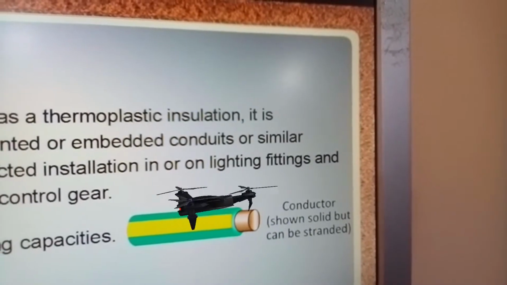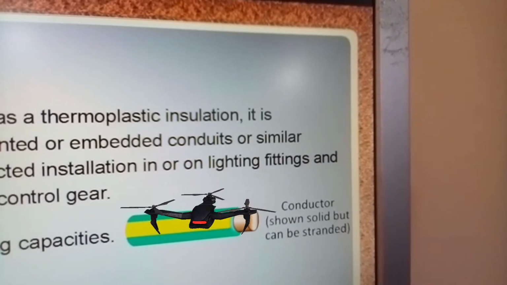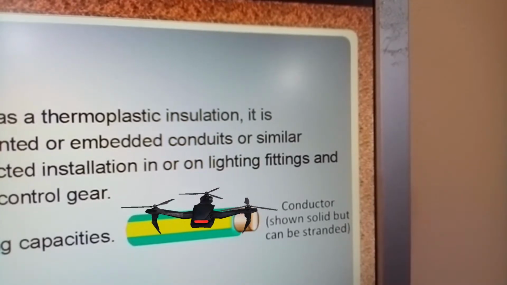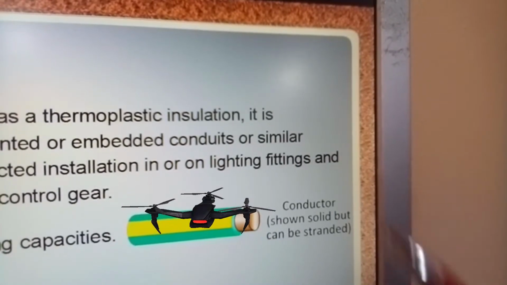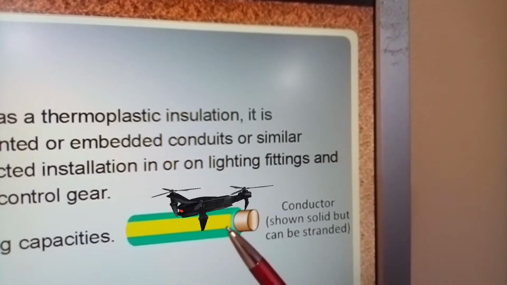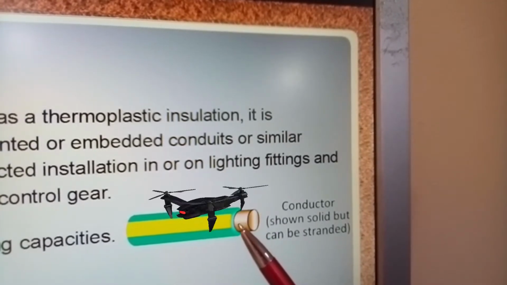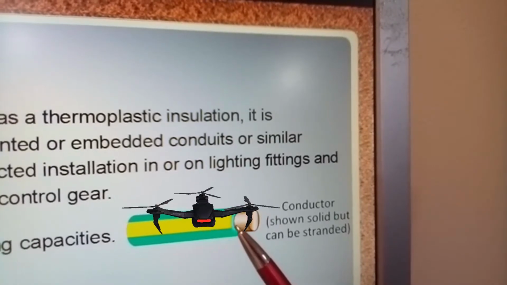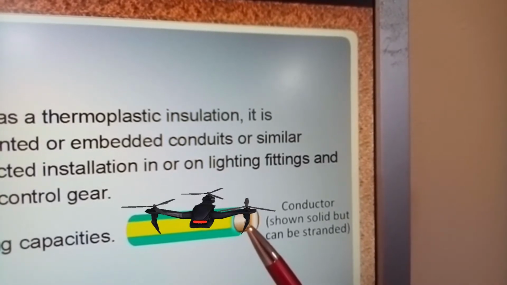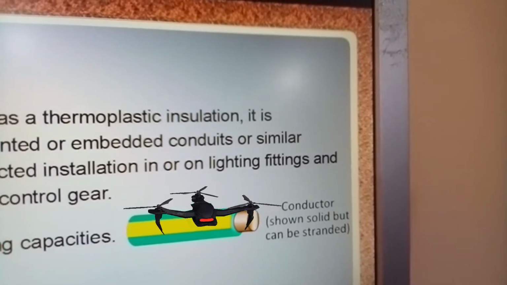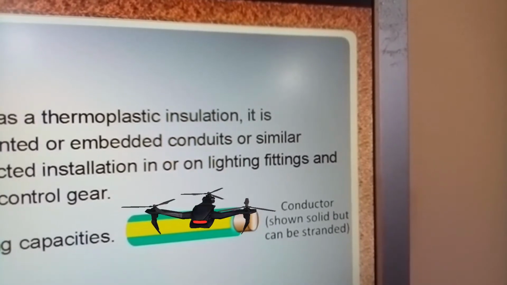And this is your conductor here showing solid but it can be stranded. Now the biggest size that I've come across in regards to an earthing conductor is 2.5 mil solid, maybe up to 4 mil solid, but I think that's the maximum size. If you've got a 6 mil, then I believe it becomes stranded rather than solid.